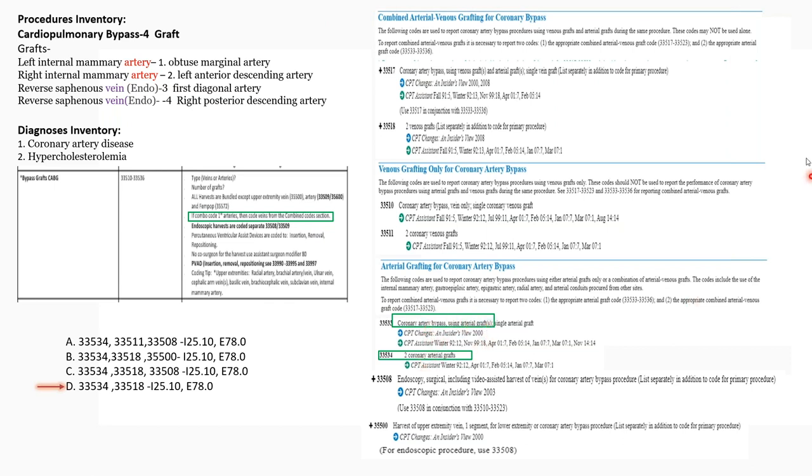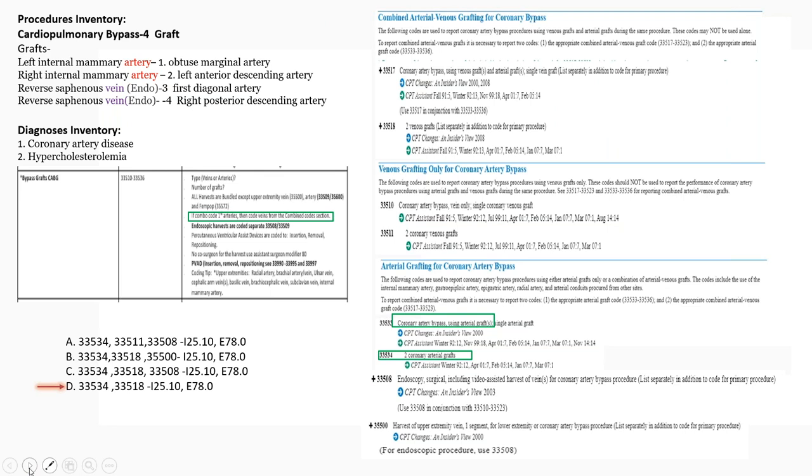How many grafts have been used, coders, here? How many arteries have been used? You can put your answers in the chat. This is the interactive session, coders. I want to be 100% interactive. Let's do some fun coding. Yes, two arteries. So there are two arteries used. So this is the correct code selection.